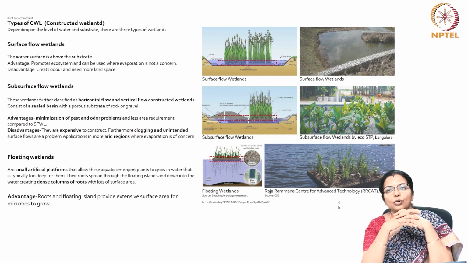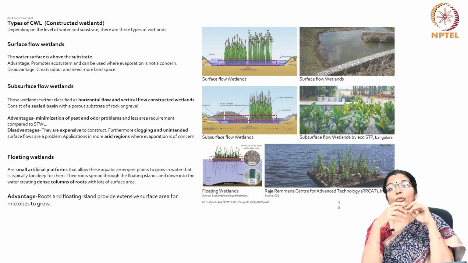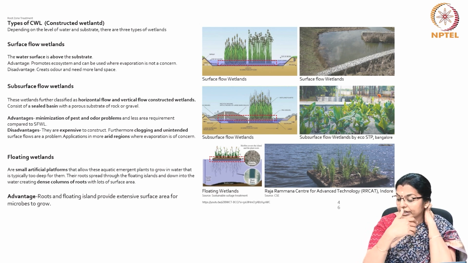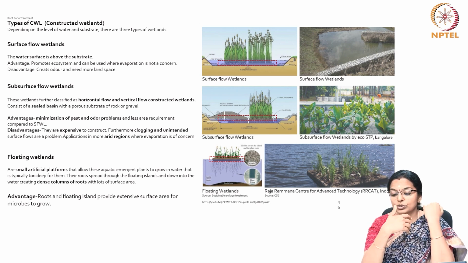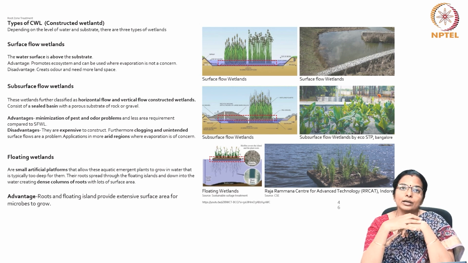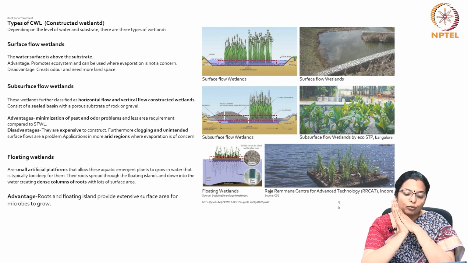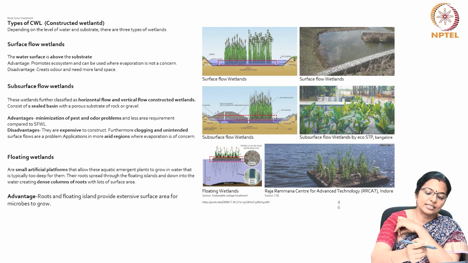These are also called as constructed wetlands. Root zone treatment plants are also called as constructed wetlands. Depending on the level of water and substrate, there are three types of wetlands.